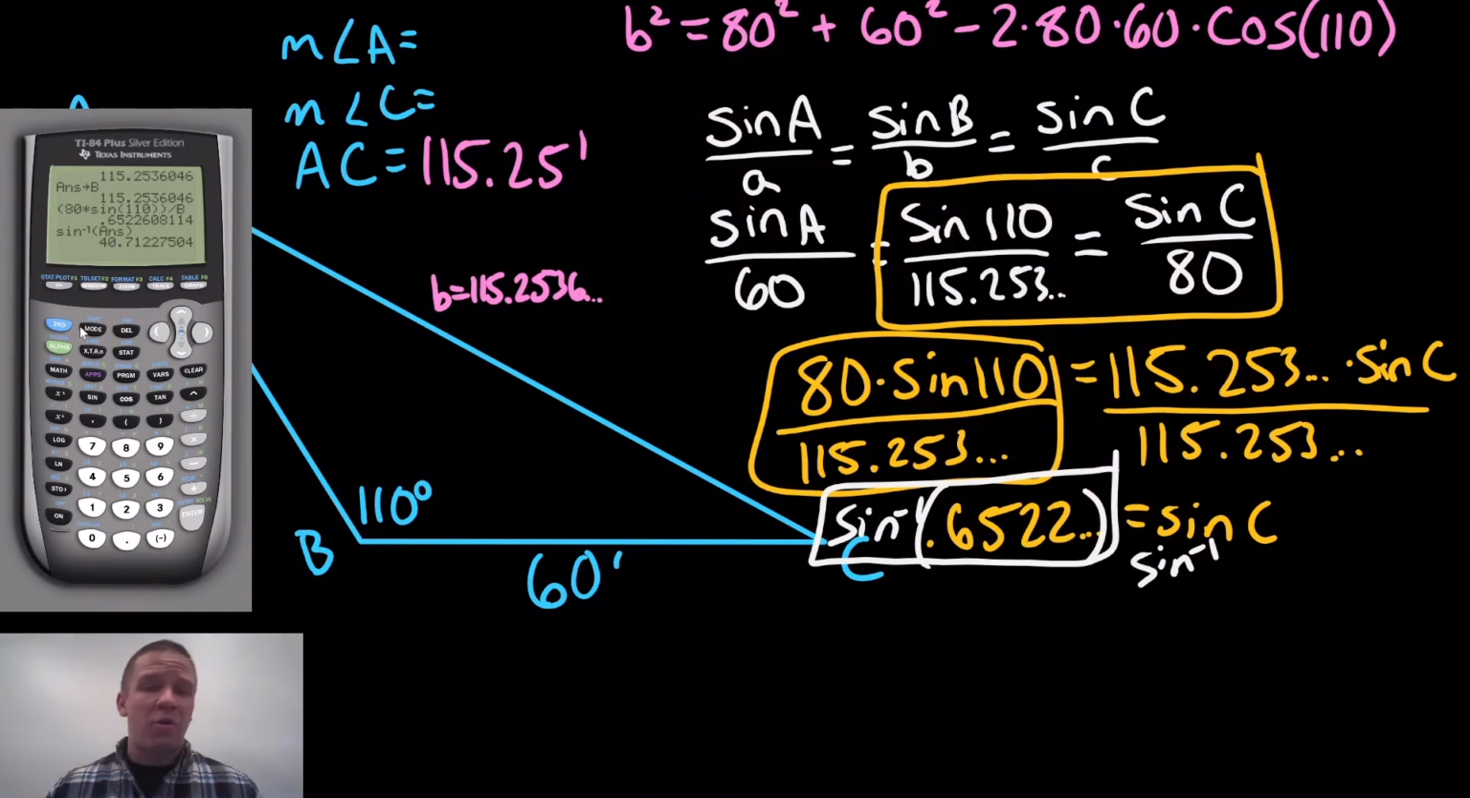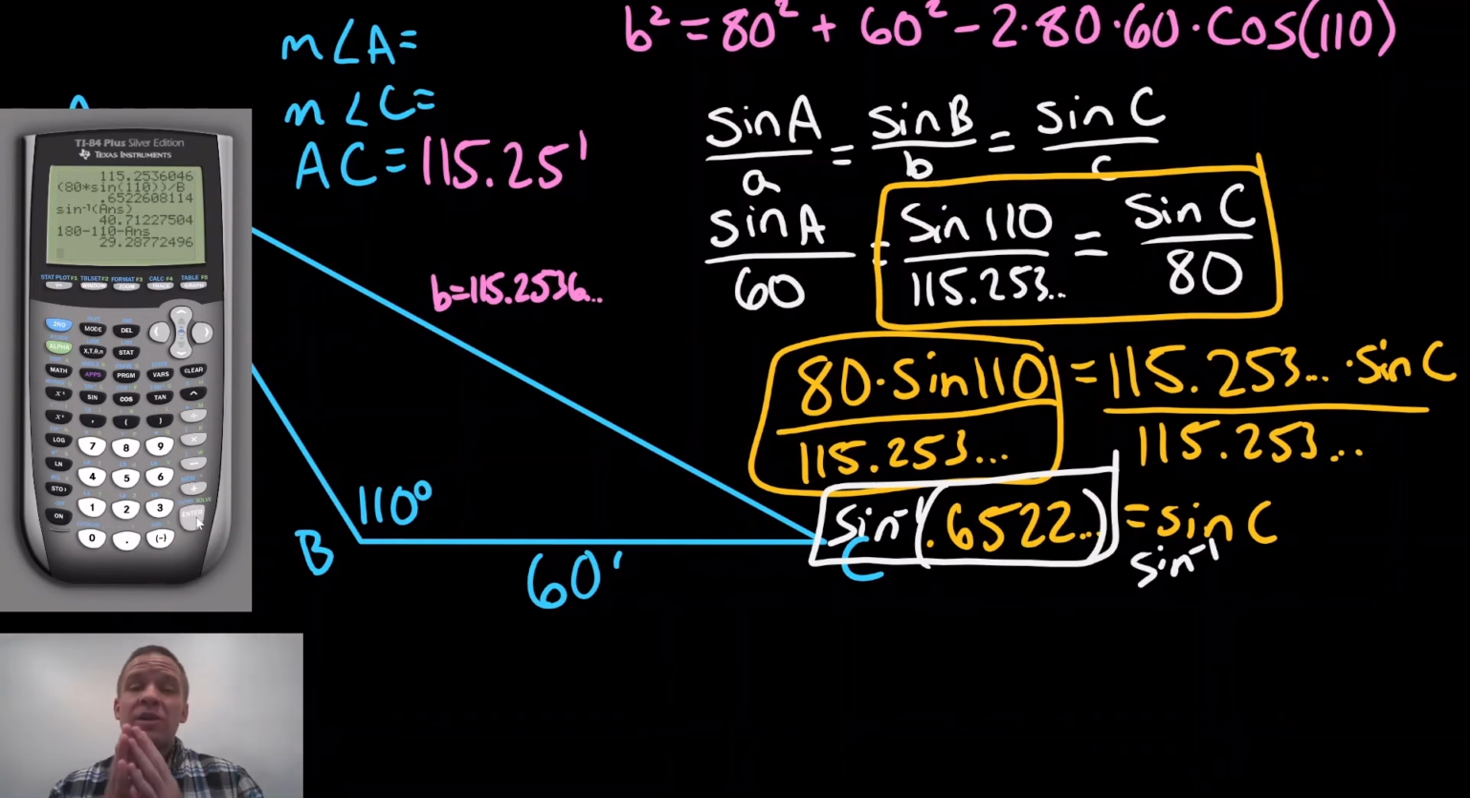But how am I going to find my other angle? I could go through that whole mess to find angle A again. Or what do we know about a triangle? Well, there's 180 degrees in a triangle, right? We already knew our given was 110 degrees, and then I could also subtract what I just found. So second, ANS, that'll take that 40.7. If I hit enter, I get 29.28.